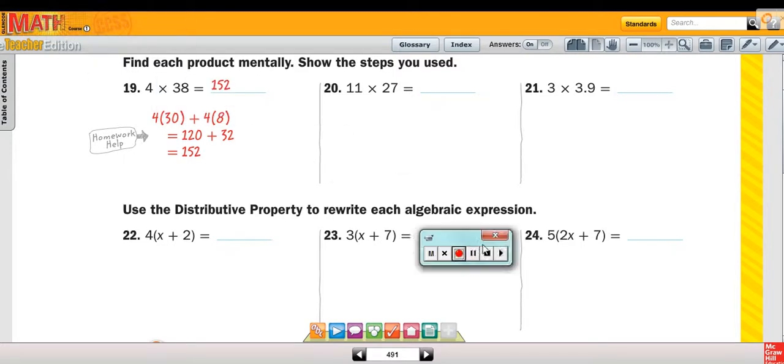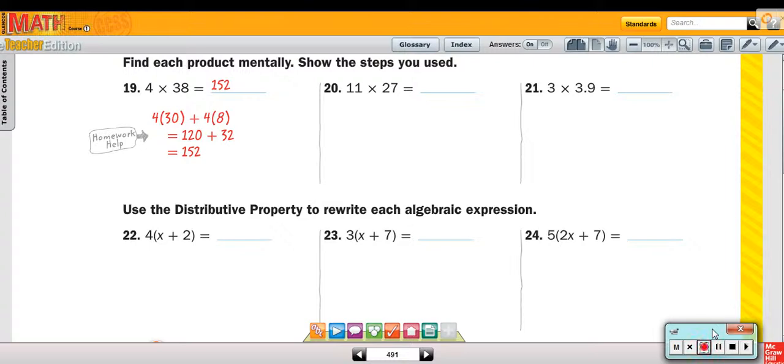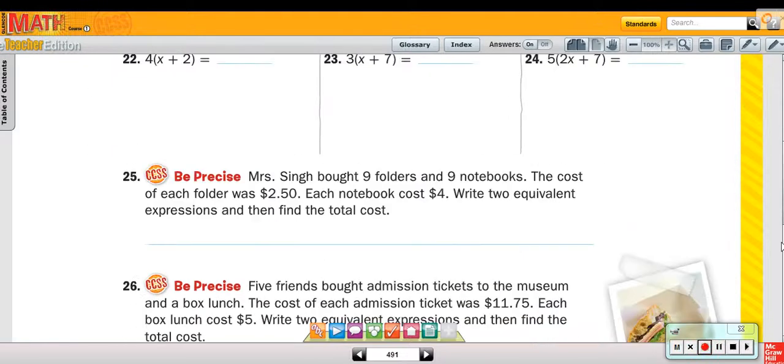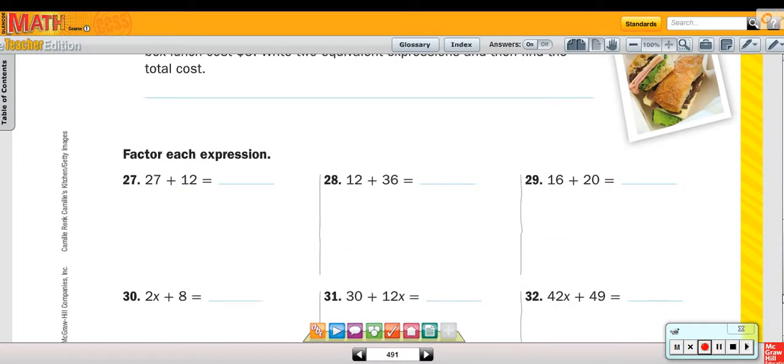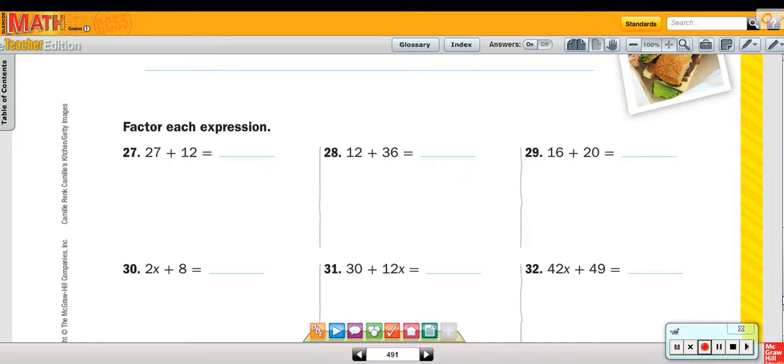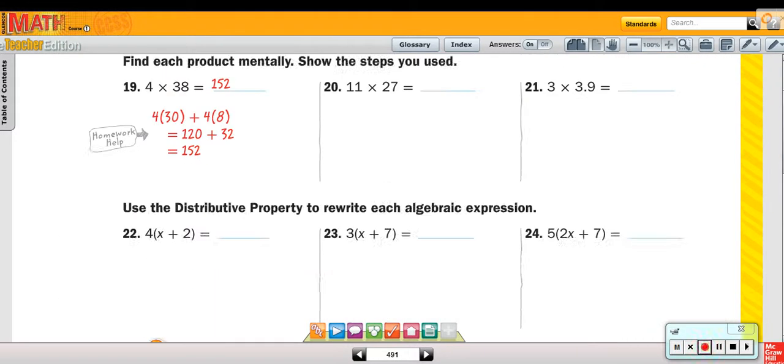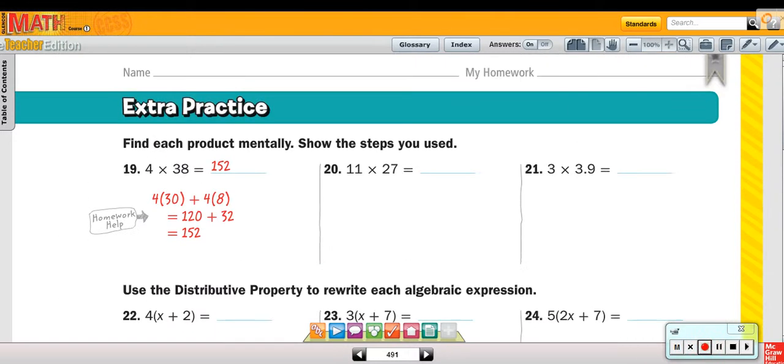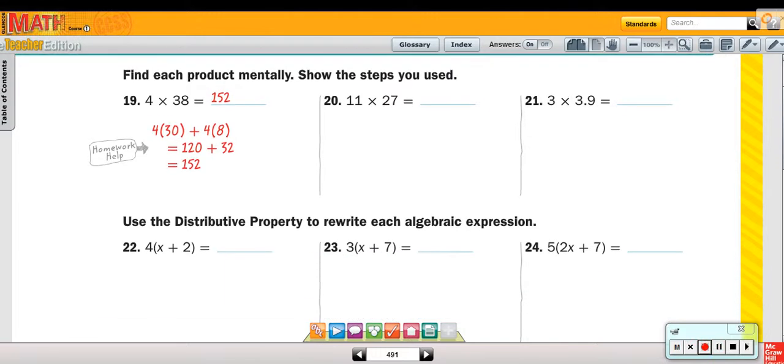You will remember that yesterday we went over 3 skills and we put them into our IND. We have solving a simpler problem, which is like questions 19 through 21. We have questions with a distributive property like 22 through 24. And we have questions like factoring, 27 through 32. On page 491, we're going to go through some of these. We're going to do a couple together, and then I want you to try some on your own.